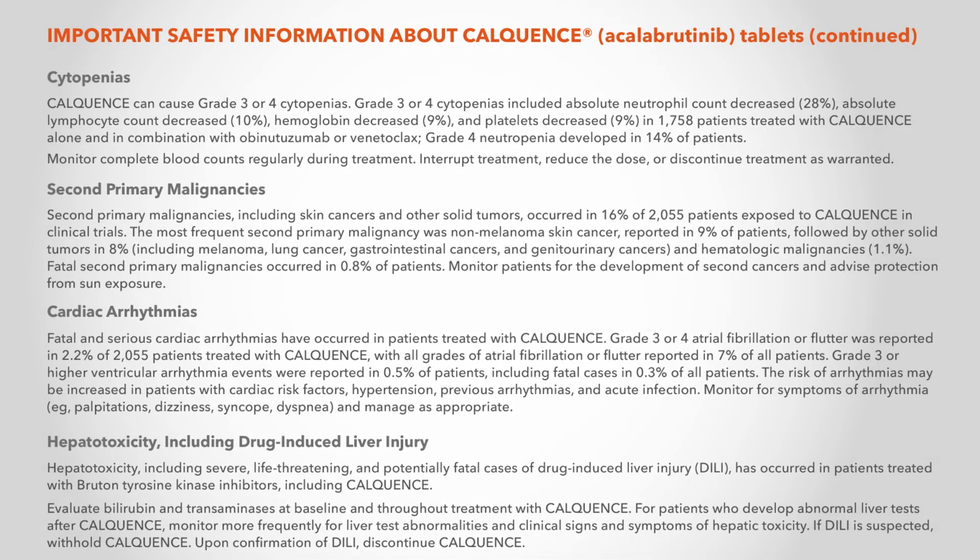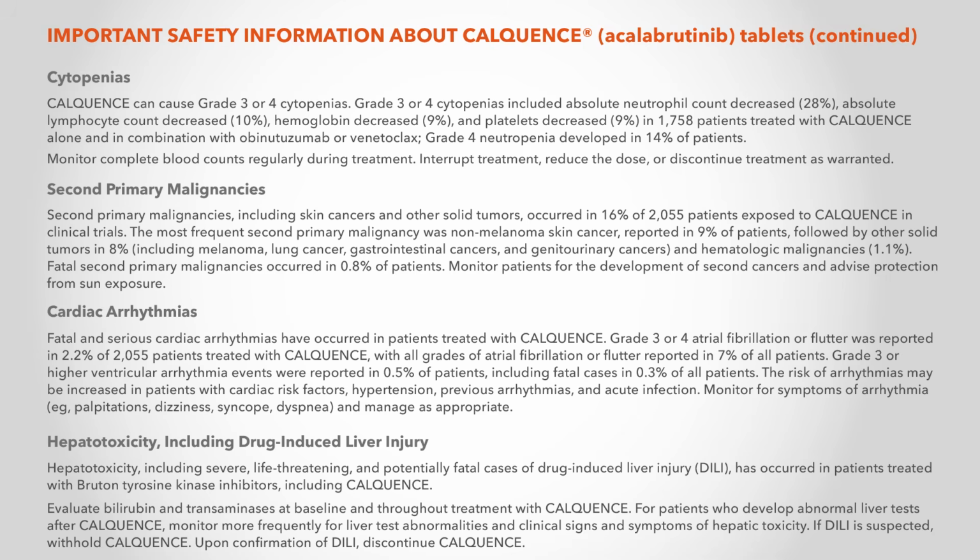Cytopenias. CALQUENCE can cause grade 3 or 4 cytopenias. Grade 3 or 4 cytopenias included absolute neutrophil count decreased, 28%, absolute lymphocyte count decreased, 10%, hemoglobin decreased, 9%, and platelets decreased, 9%, in 1,758 patients treated with CALQUENCE alone and in combination with obinutuzumab or venetoclax. Grade 4 neutropenia developed in 14% of patients. Monitor complete blood counts regularly during treatment. Interrupt treatment, reduce the dose, or discontinue treatment as warranted.